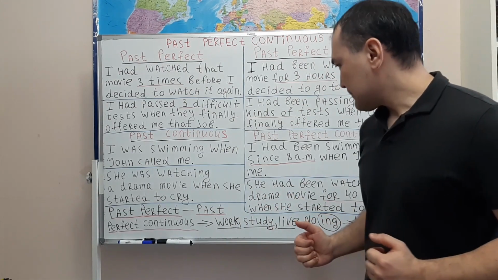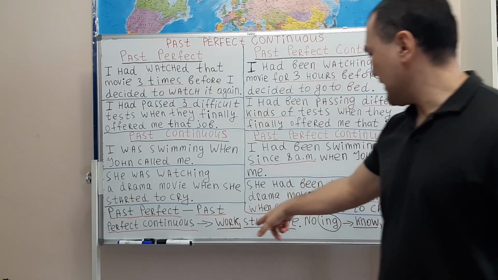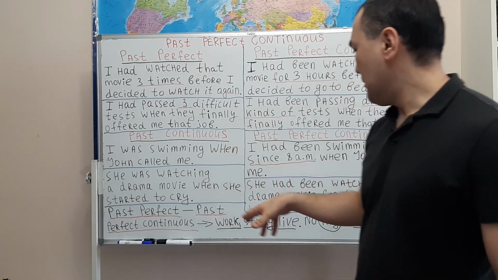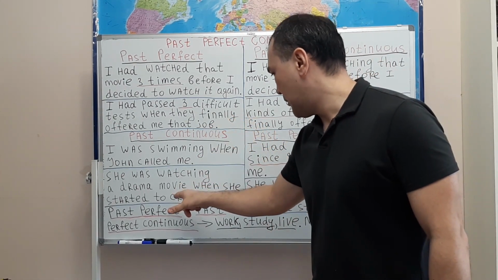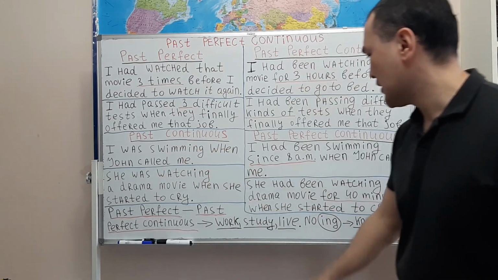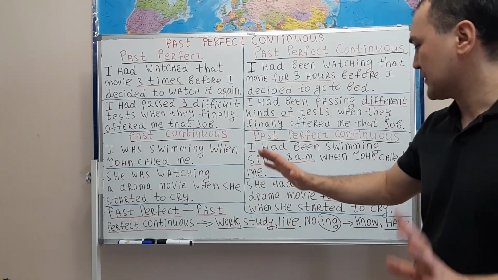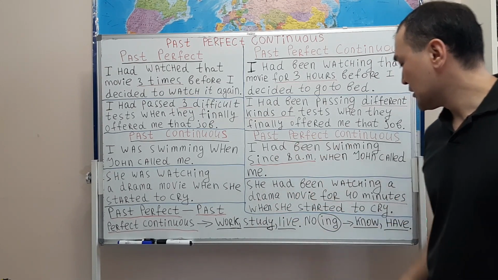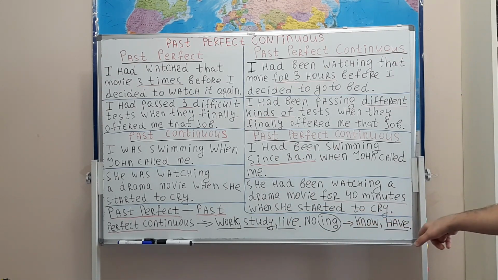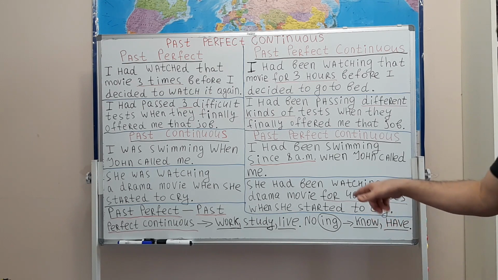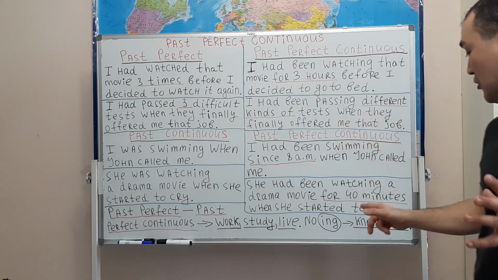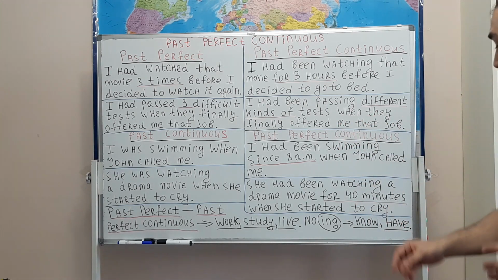All right. So, and these are three words that are the same in both past perfect and past perfect continuous. So we can say I had been working, I had worked, I had been studying, I had studied, I had been living, and I had lived, no difference. So in here, these two main verbs, we do not use ing. No ing with know and have. Not I had been knowing, I had been having. No, I had known and I had had.